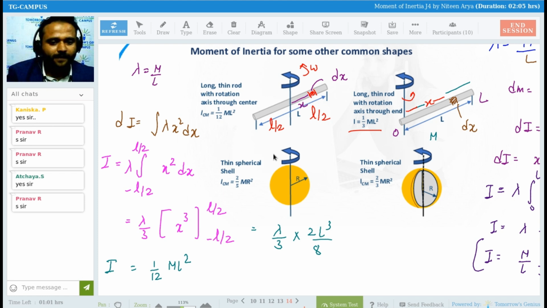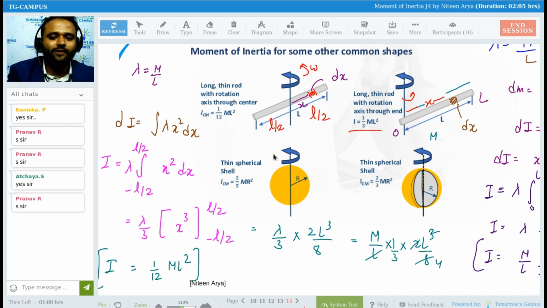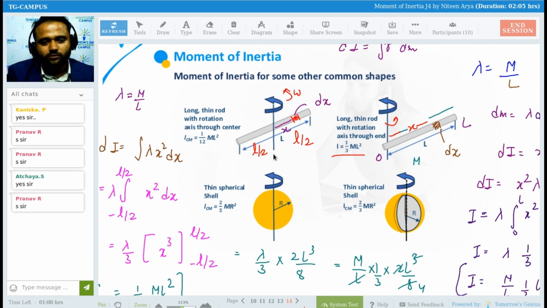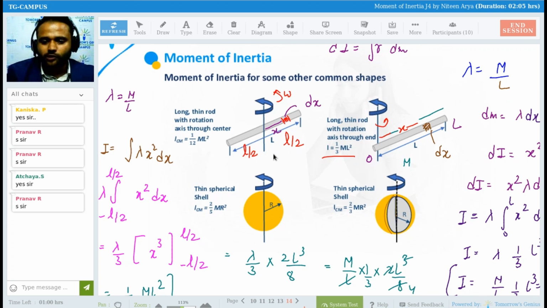Yes, exactly. Clear? And you can put the value of lambda over there, that is m by L into 1 by 3 into 2 L to the power 3 divided by 8. Clear everyone? So in this way, L is going to cancel, and then 2 is going to be cancelled with this. So 1 by 12 m L square we can find. Is this clear? So now we have a proof also.